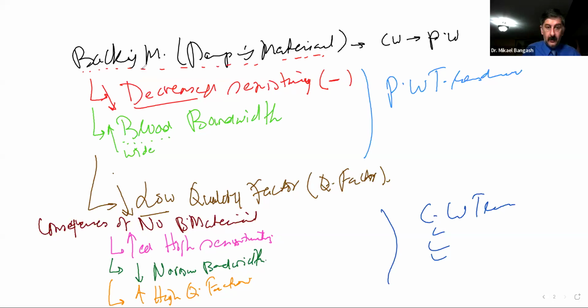So when I said that your transducers have a backing material, the consequence is decreased sensitivity, which is a negative effect. It is one of the bad effects of having a backing material, because it's going to reduce the sensitivity of the transducer.